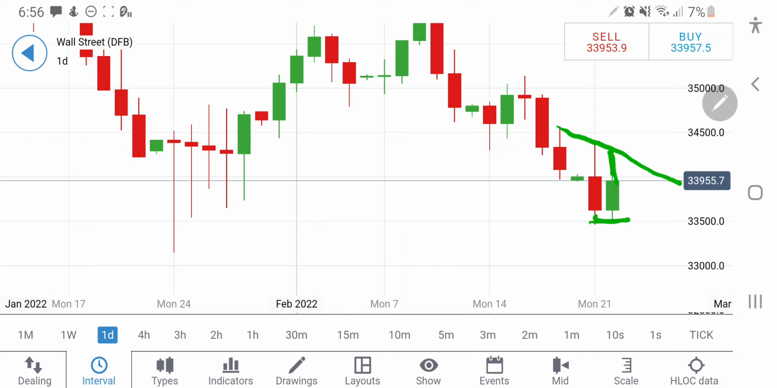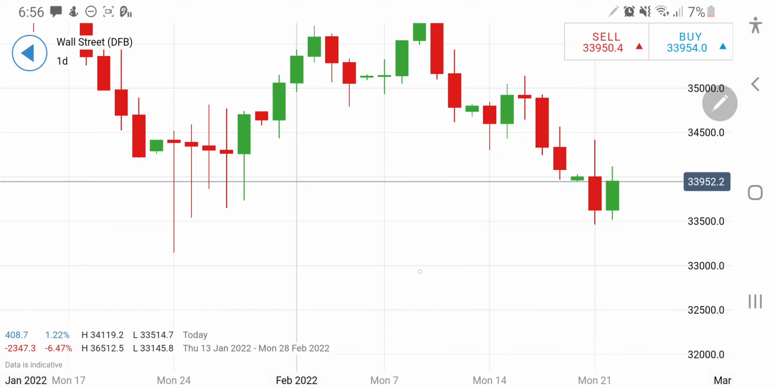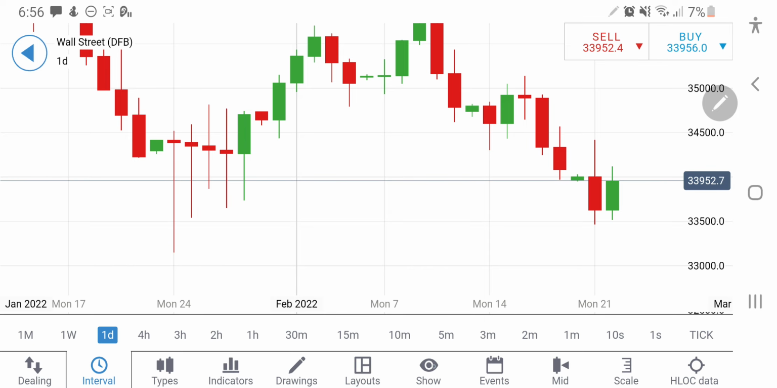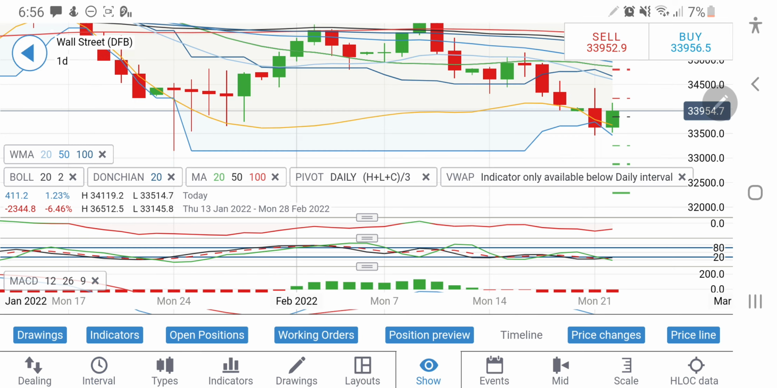On the downside there is a support at 33,500, and possibly with this as a support we may see it rising, but it can remain below 34,300, 34,350 levels. I will say 34,300 is definitely going to be a stronger resistance for any upside move. So this is on. Now let's come back to the indicators here.